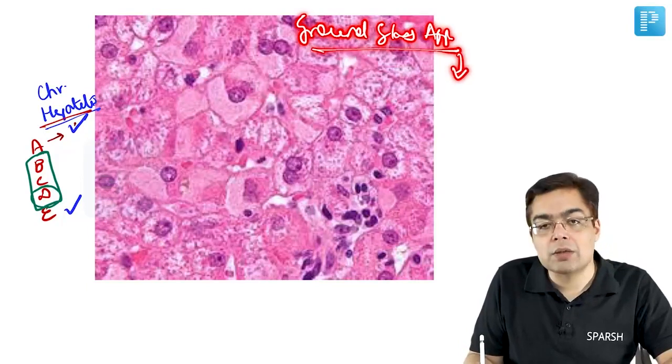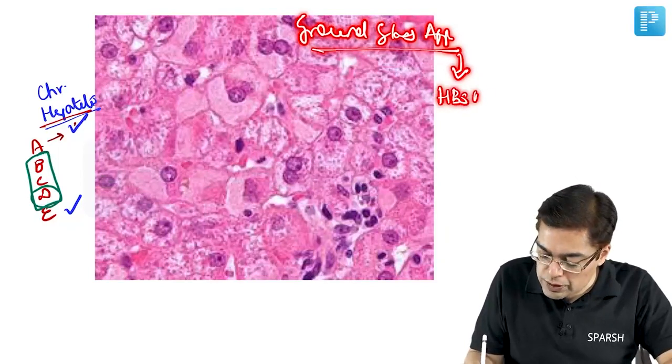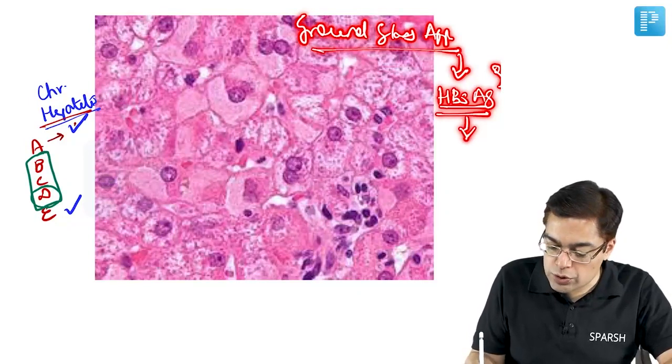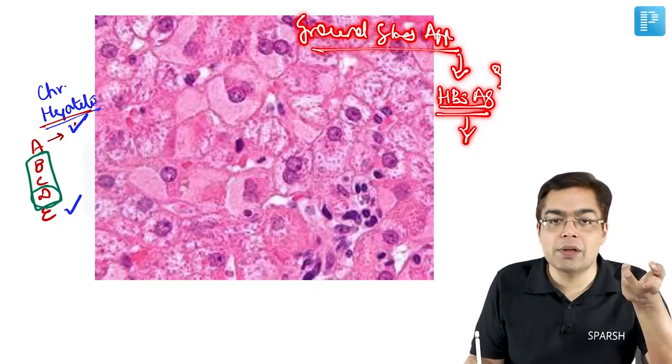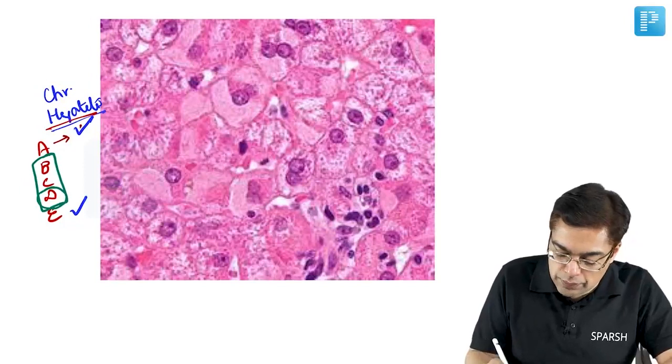The reason for the ground glass appearance has been asked in the exam earlier, and this is typically going to be contributed by the presence of hepatitis B surface antigen. We also need to be familiar with the fact that sometimes hepatitis B surface antigen is going to be present in the cytoplasm, and it is responsible for giving a hazy appearance to the cytoplasm.